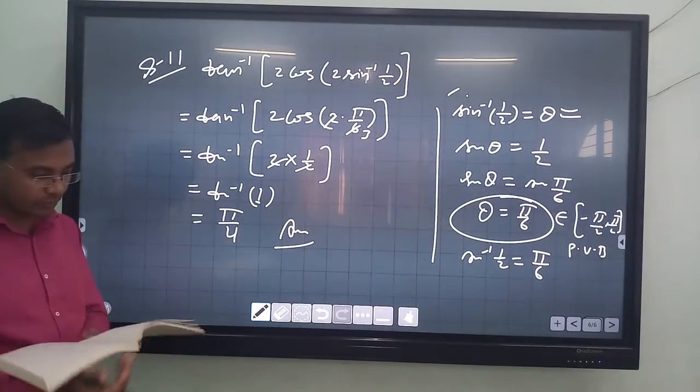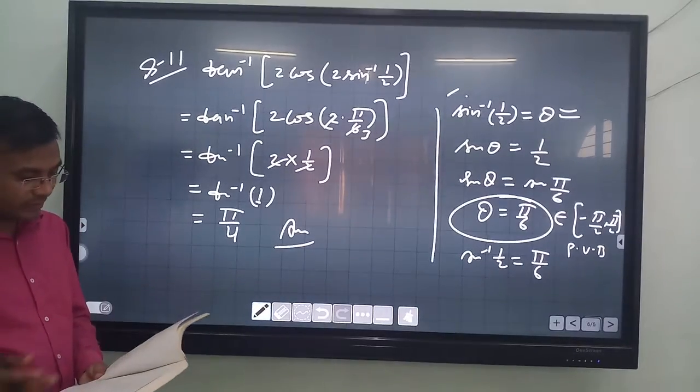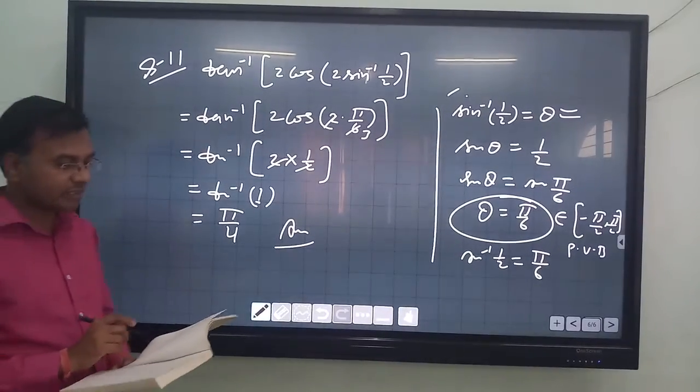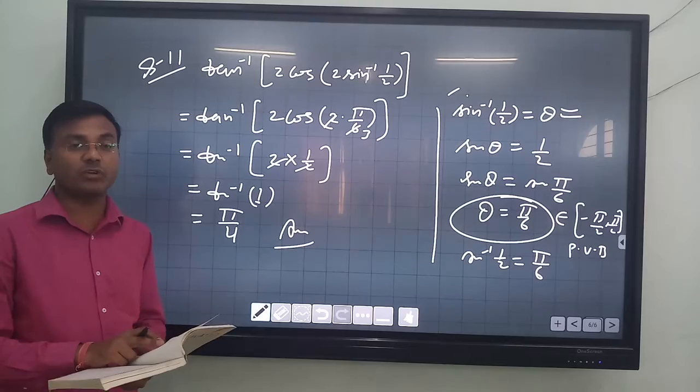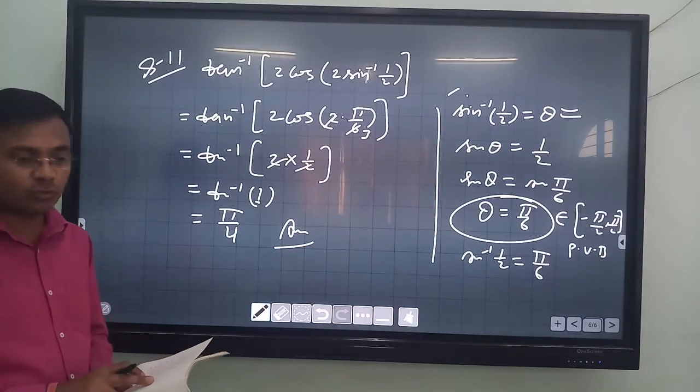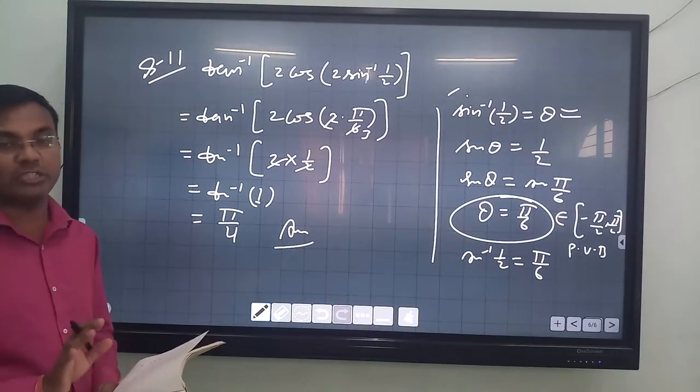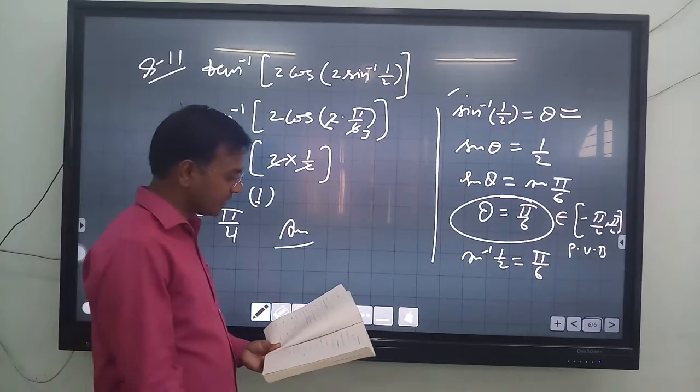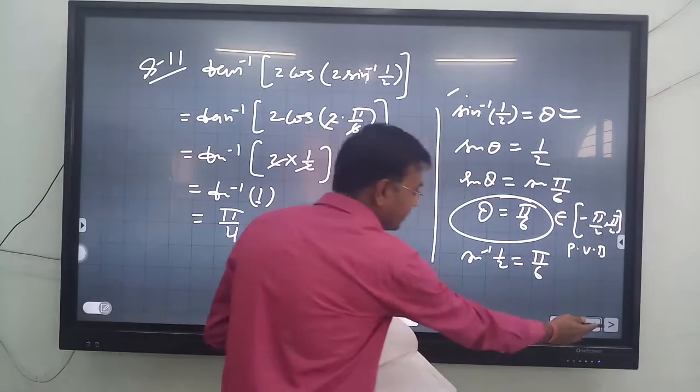So the good question for 2 marks. Now question number 12. Use the identity in the bracket, tan inverse A plus cot inverse A equals pi by 2, and cot pi by 2 becomes 0. So one step question.